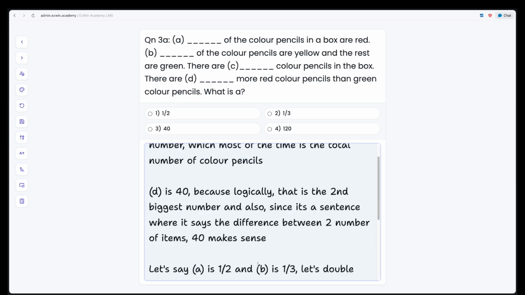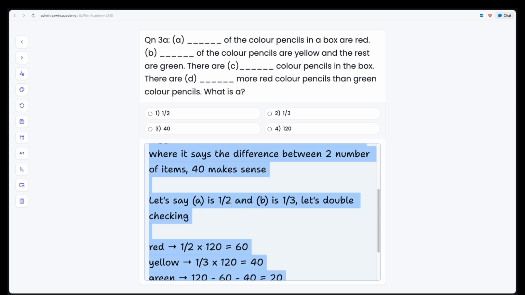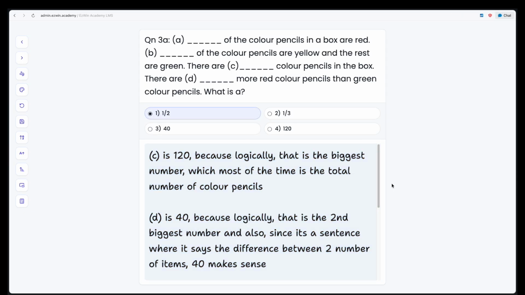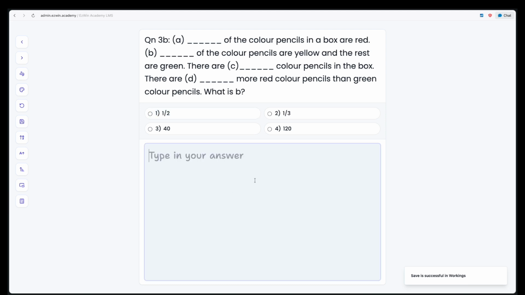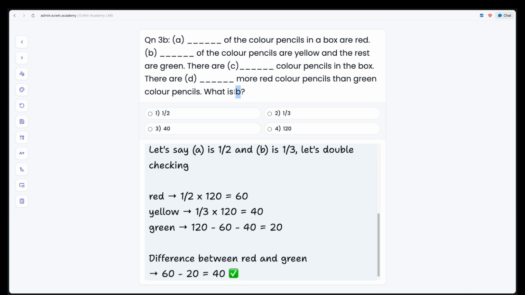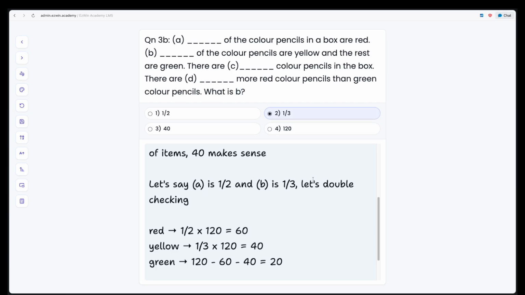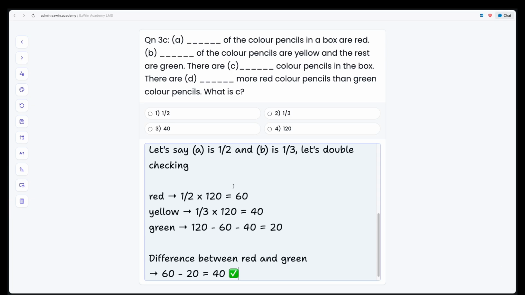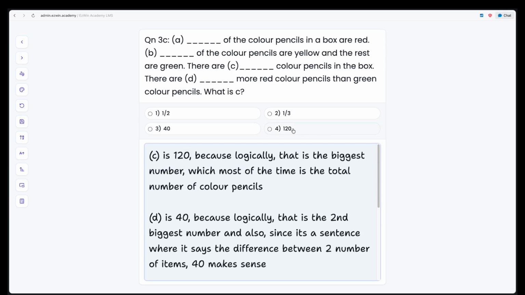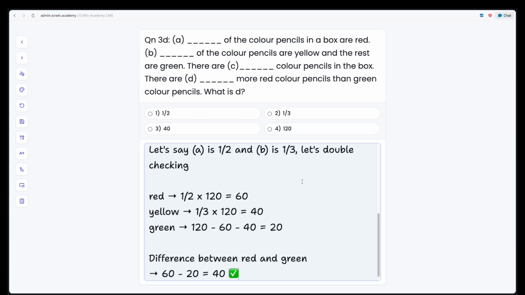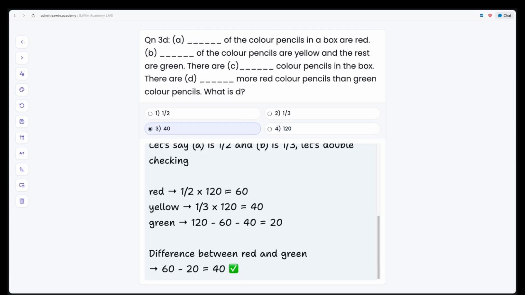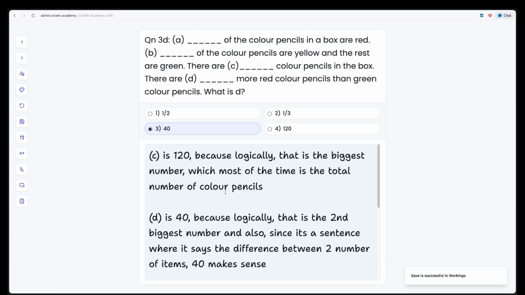All right, so now we know all the answers. In this case, A is half, so I'm just going to put half. Then let's move on to the next one, which is looking for B. B over here is 1/3, which is this. Excellent. And then C over here, let's look up. C is 120, so it's number 4. That means it's correct. And then D over here is 40. All right, there you go. So that's the answer. That is question number 3. Let's move on to the next question.